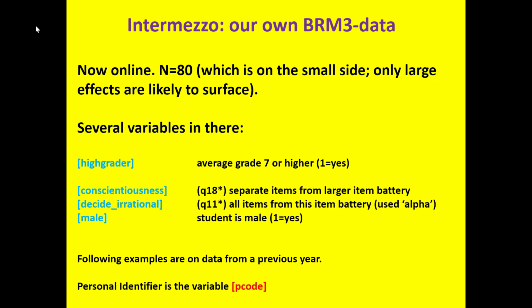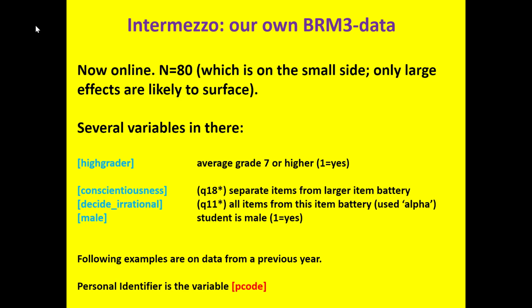Then there was a longer set of items that was, at least in part, supposed to measure conscientiousness, the extent to which you pay attention to detail, loosely speaking. People argue or have argued that this might be a decent predictor of your actual grade, so we'll see if that actually works. There was another item battery all about the ways in which you decide. I created a scale score from that, and I labeled it decide irrational. Exactly what was in there doesn't really matter at this point, but it's another variable that we take from our own data.